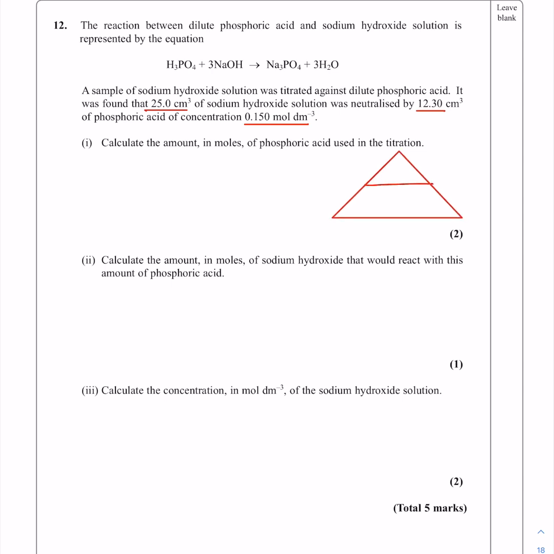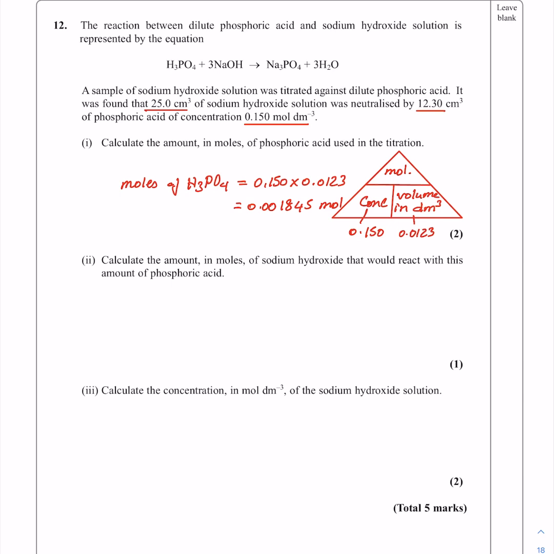The law for concentration says that concentration is equal to moles over volume in cubic decimeter. So to get the moles of phosphoric acid, moles of H3PO4, I multiply the concentration 0.150 times the volume 12.30 over 1000, which is 0.0123 cubic decimeter. So 0.150 times 0.0123 gives us 0.001845 moles. Next, calculate the amount in moles of sodium hydroxide.